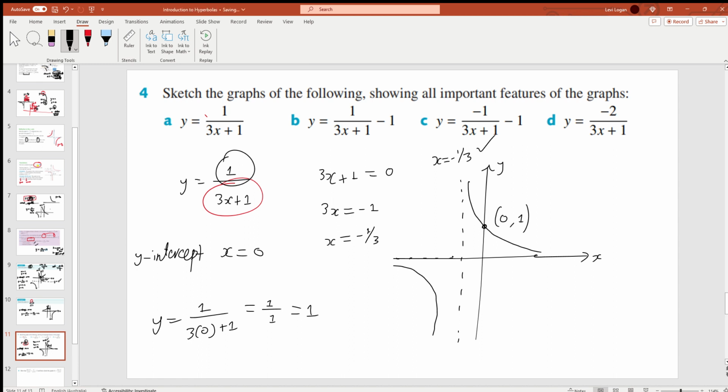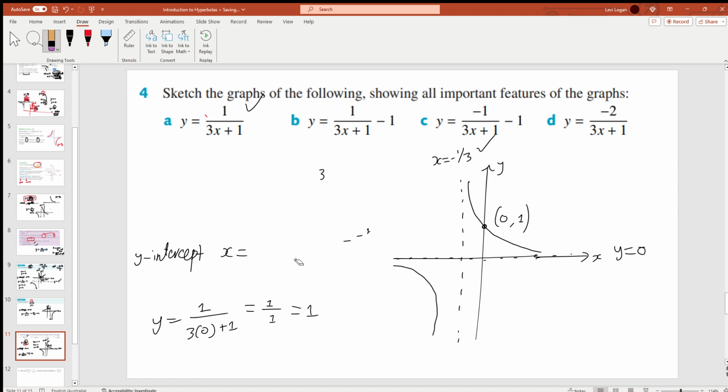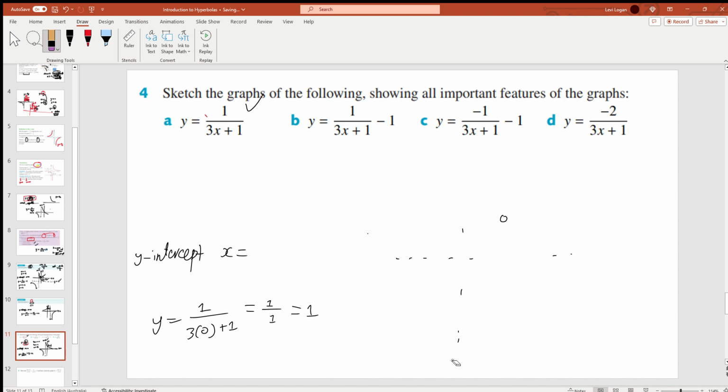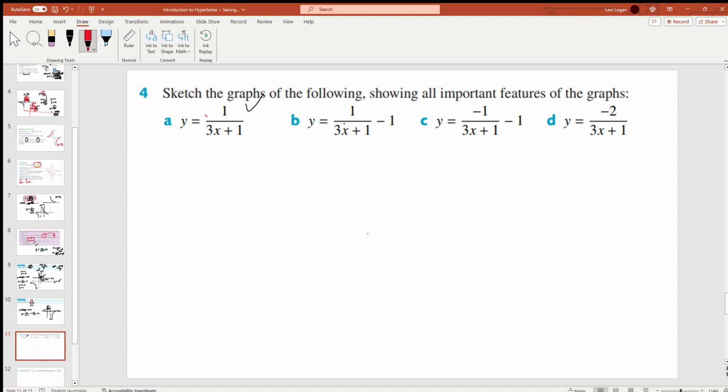We do have a horizontal one, but still at y equals 0 because there's been no translation up pretty much. So that's how you would graph A. So let's rub this out and let's take a look at B. B is actually the same graph, except it's got -1 on the end. So what that means is we're going to take our original graph we just rubbed out and move it down by -1. So we can see we've got this same thing here.